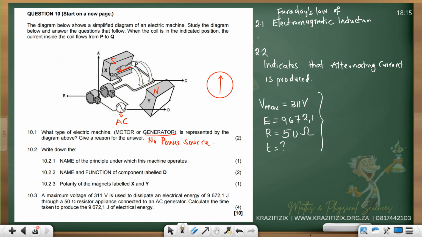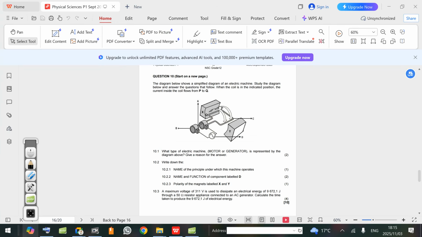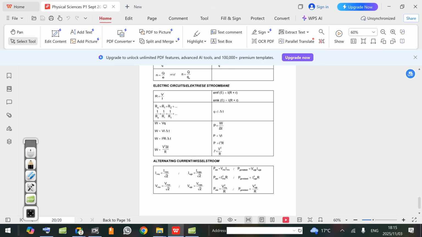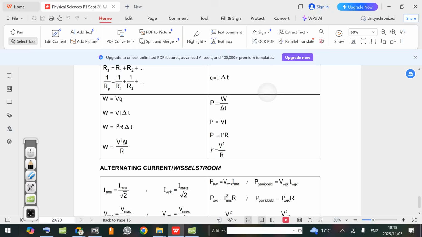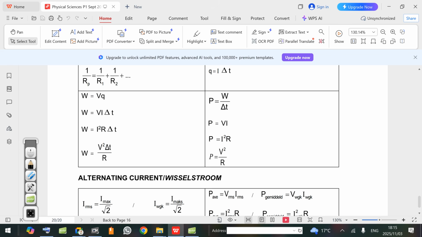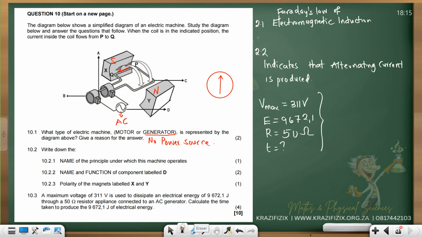Yes. What's the formula? E is equal to V squared delta T over R. Okay, let me give you a formula page quickly. W is equal to, it is somewhere, wait. Which one are we using? It is the bottom left. W equals V squared delta T over R. But the challenge is I cannot use maximum voltage.